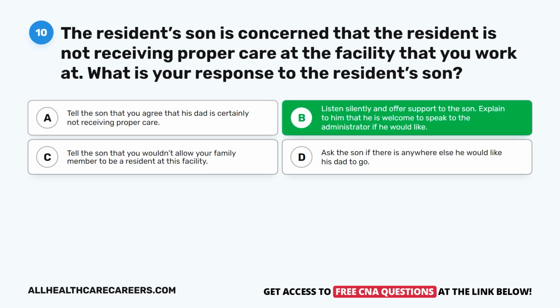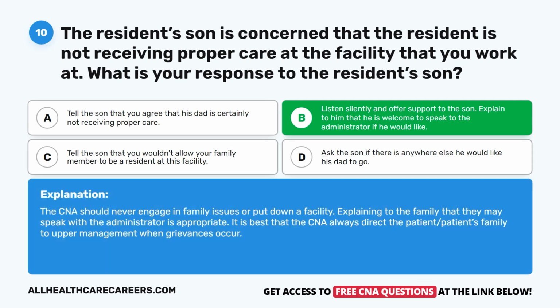The correct answer is B. Listen silently and offer support to the son. Explain to him that he is welcome to speak to the administrator if he would like. The CNA should never engage in family issues or put down a facility. Explaining to the family that they may speak with the administrator is appropriate. It is best that the CNA always direct the patient's family to upper management when grievances occur.